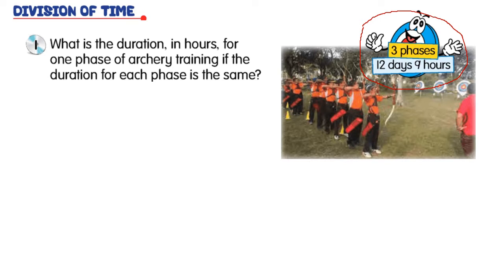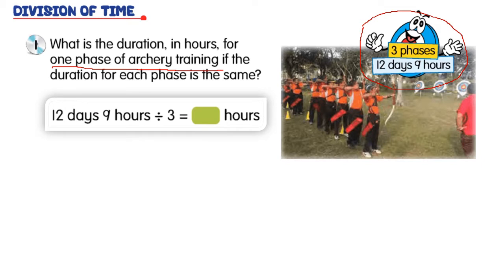Archery is a sport that needs you to keep focusing and be accurate to hit the target. Back to the question. What is the duration for one phase of the archery training? 3 phases, 12 days, 9 hours. If you want to find the duration in one phase, you need to do division. So 12 days 9 hours, you have to divide by 3 because it is in 3 phases.